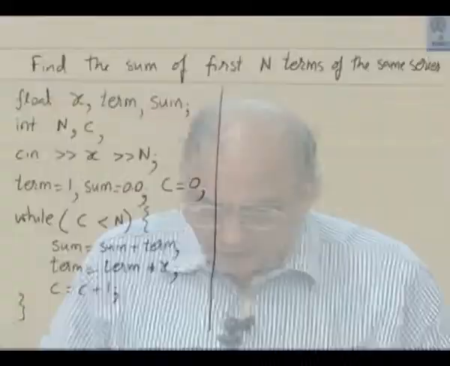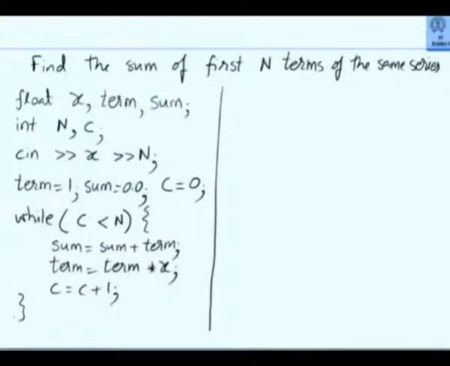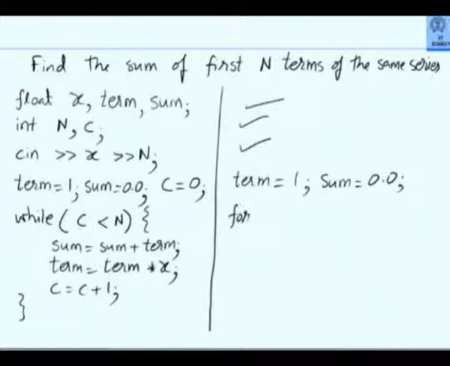Okay? Now the second way of writing this is, all of this will remain the same. Same, same, same. Here I will simply say term is equal to 1, sum is equal to 0.0, and now I will say for.